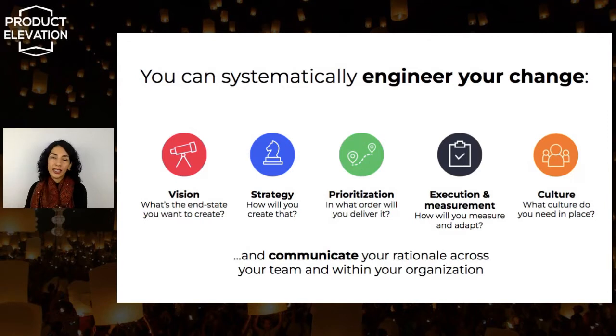And then finally, culture. This is where you can apply all of these ideas and engineer the culture that you need in your organization. But most importantly, all of these elements of radical product thinking are structured so that you can communicate your rationale and bring your whole team with you on the journey.